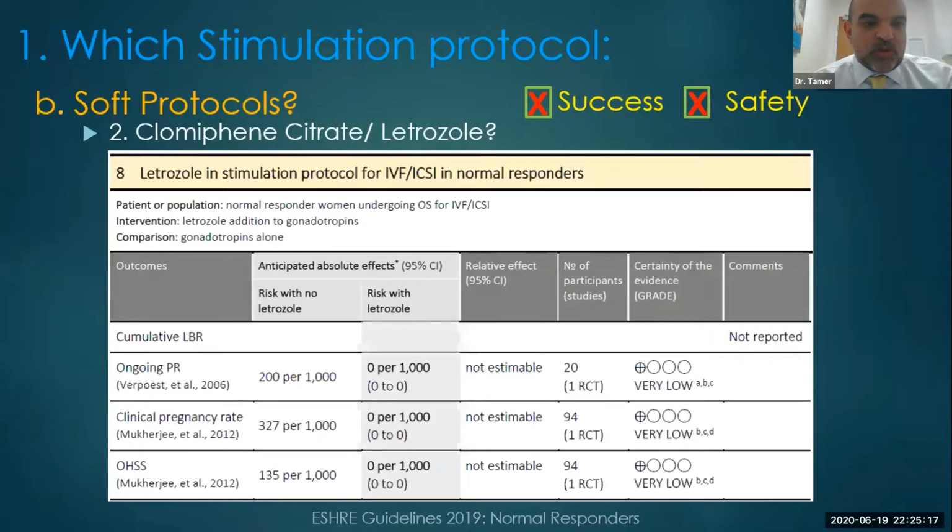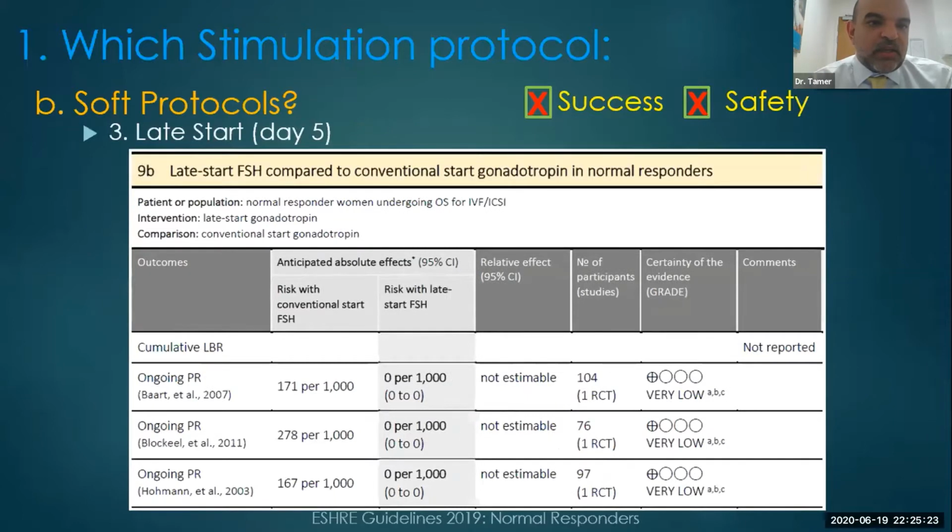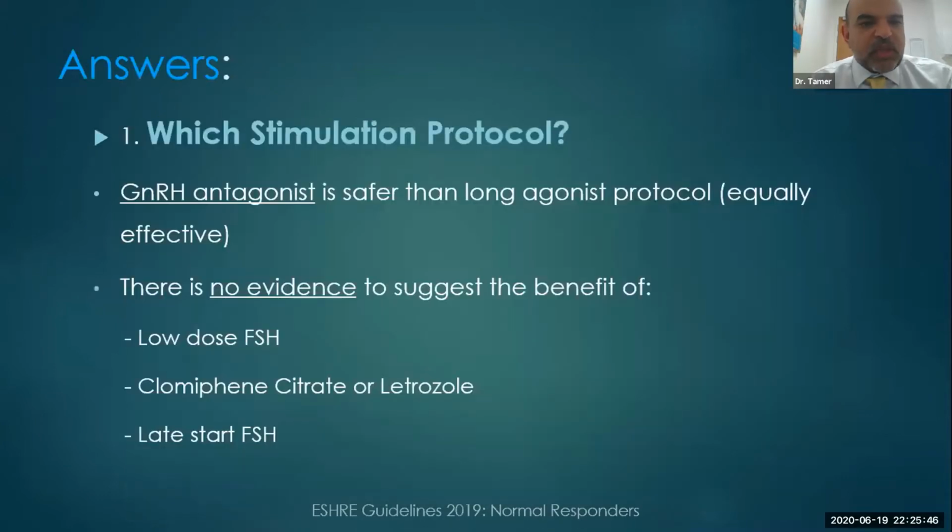So there's no point in going too soft, no point in using anti-estrogens or letrozole, and definitely no point in delaying the start of the stimulation, for example to day 5, in an attempt to get still safer stimulation for the patient, because basically you are not benefiting this patient in any way or form. So no point. The antagonist protocol seems to be superior at the usual dose.